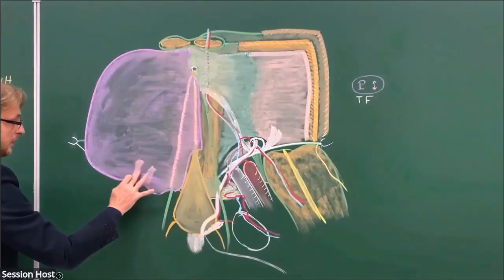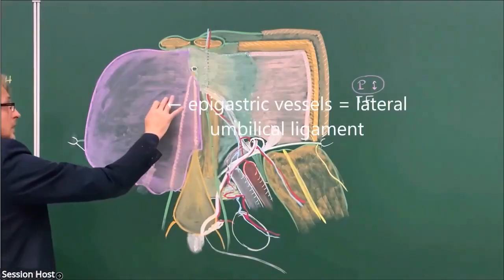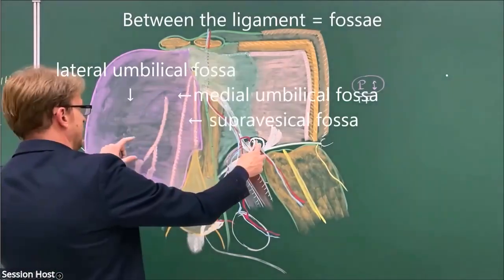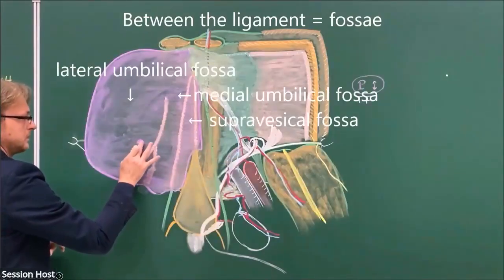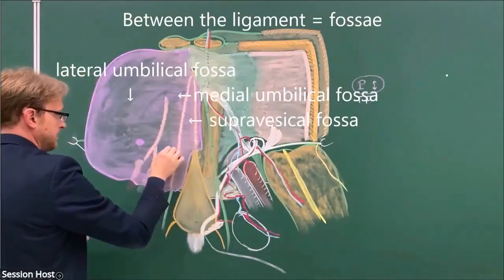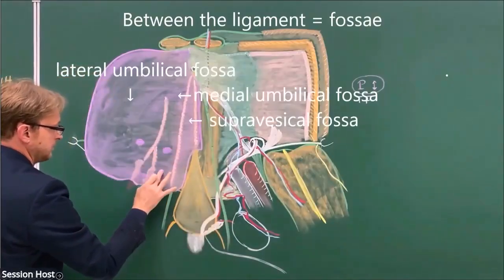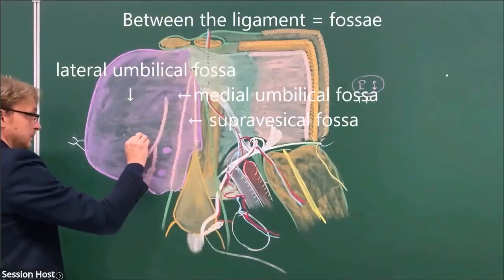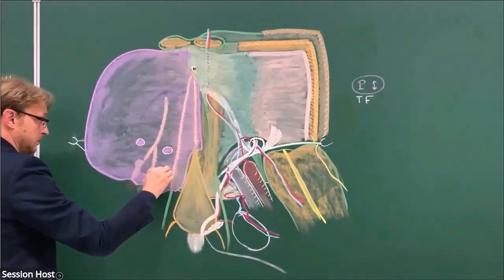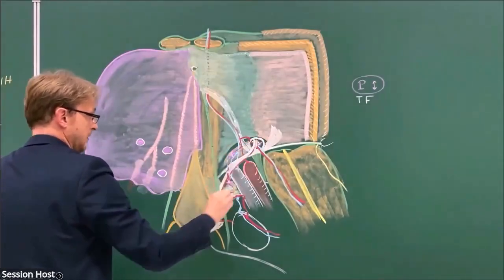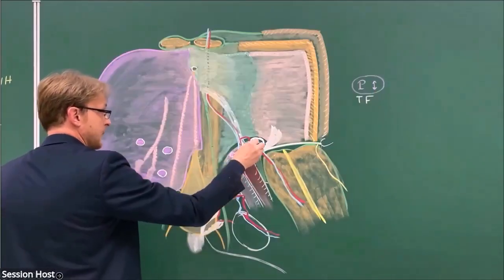These ligaments will form some fossae, and we will find three fossae: the supravesical fossa, medial umbilical fossa, and lateral umbilical fossa. On these fossae, we can recognize the three locations of primary hernias: lateral hernias, medial hernias, and femoral hernias. And we can find these hernias right side without the peritoneum: femoral, medial, lateral.